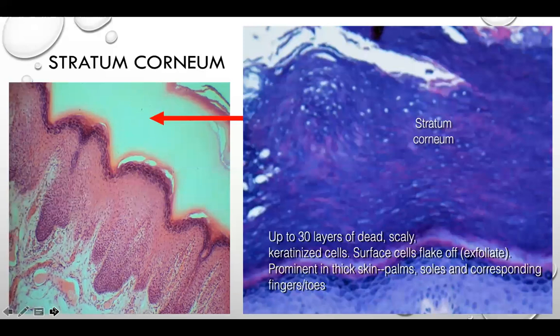And the outermost layer is the stratum corneum. This has up to 30 layers of dead, scaly keratinized cells, and these surface cells flake off or exfoliate. It is prominent in the thick skin of the palms and soles and corresponding fingers and toes. So this is the outermost layer of thick skin.